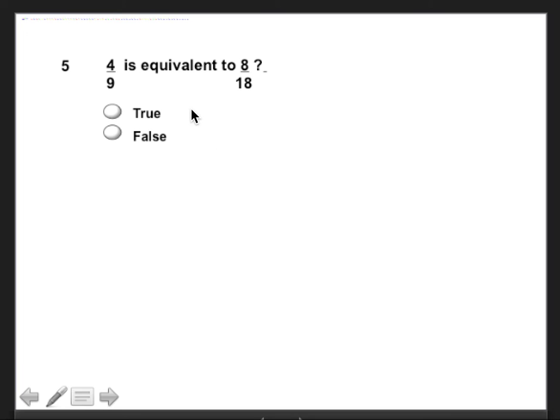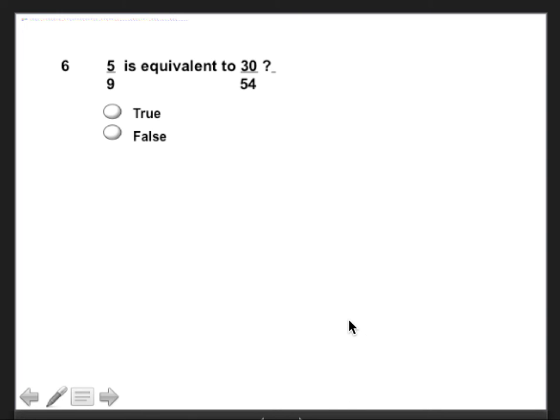Think about this for a second. If we have 4 to 9, is that equivalent to 8 to 18? You can check that by looking at multiplying. 4 times what is 8? 4 times 2 is 8. 9 times 2 is 18. As long as they're multiplying by the same number, they are equivalent ratios. So are these equivalent ratios? Yes.